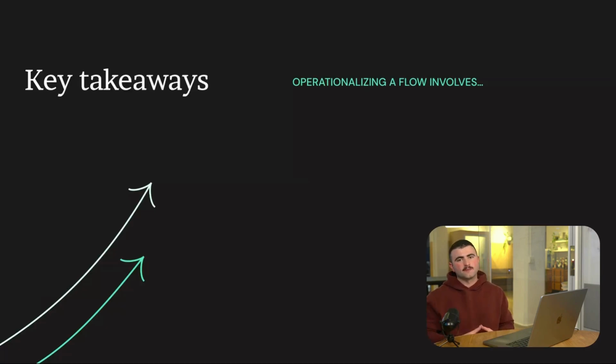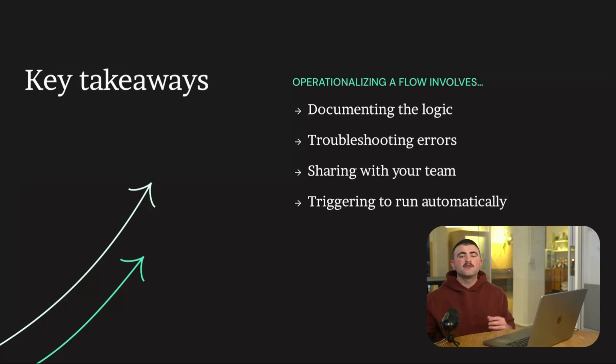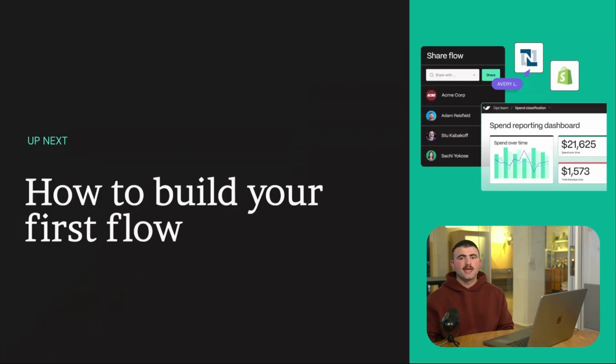Those are the core steps to operationalizing a flow. It involves documenting the logic, troubleshooting errors, sharing it with your team, and triggering it to run automatically. Now, this doesn't mean that you'll never need to come back to this flow to make improvements or troubleshoot errors, but it does mean that you can trust this flow to run automatically so that you now have the bandwidth to go focus on automating other processes across the business. Now that you have all the skills required to build and operationalize a flow, in the last lesson, we'll give you a really actionable guide for how to select your first use case and ultimately start building that first flow.